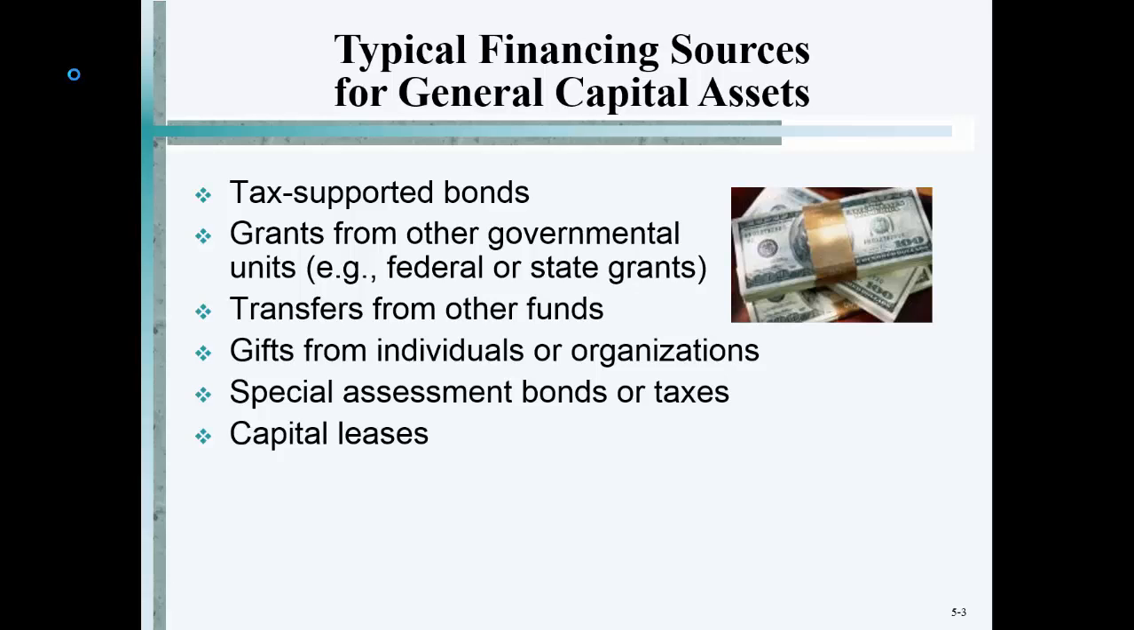Tax-supported bonds. Grants, the federal government will send us some money. Sometimes we'll get some transfers, and we'll talk a little bit about capital leases. San Francisco State capital leases, 301 or 302? 302. How many have taken 302? Okay. That's all right. We'll get you ready for it here. Okay, in here, and we'll deal with how we handle capital leases.